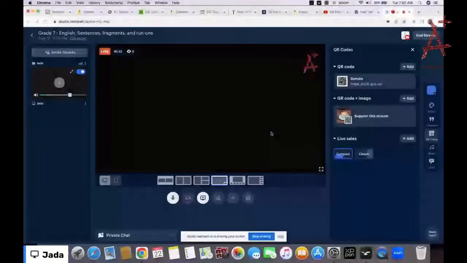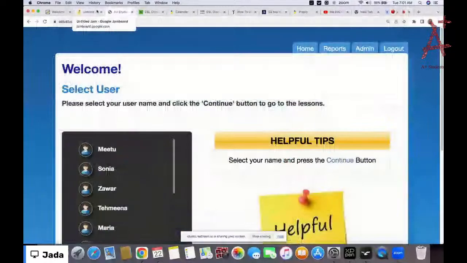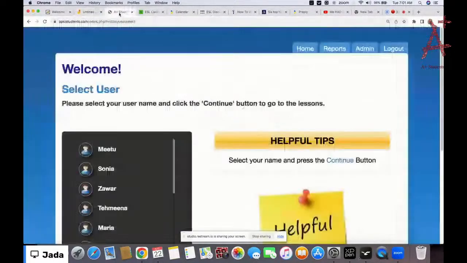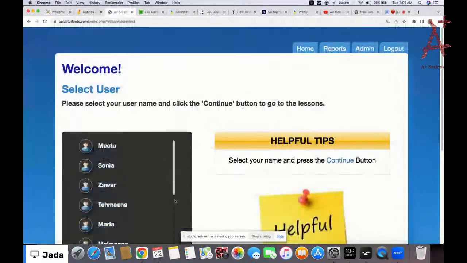So, first of all, we will share the screen because we'll be having sentences, fragments, and run-ons. All you need to do is log in using aplusstudent.com. Click on your email and your password to log in, and next you go to the grade. You click on your name, and this is where you find the names, and then you go on to the grades you're working on.